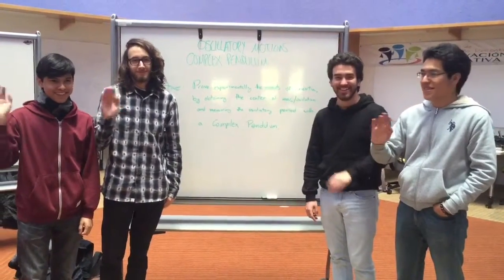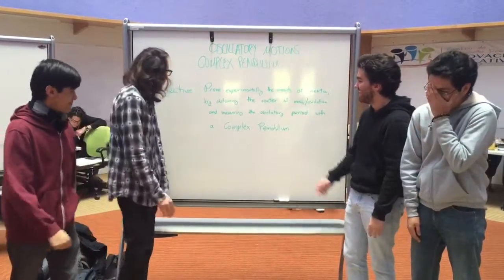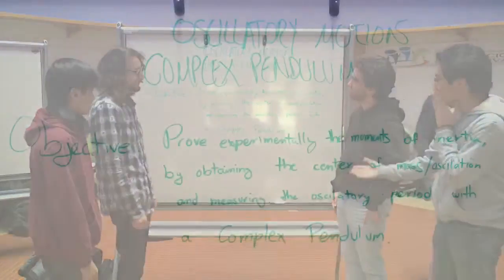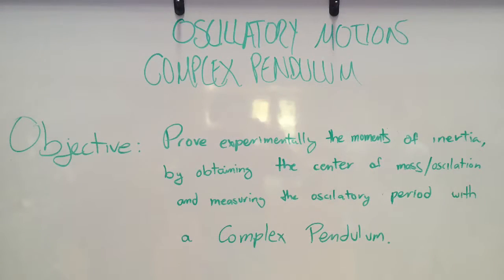Hello, this is our video for challenge number 2. The objective is to prove experimentally the moment of inertia by obtaining the center of mass and measuring the oscillatory period with a physical pendulum.